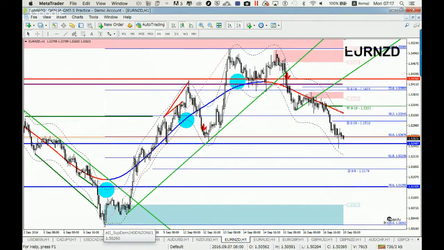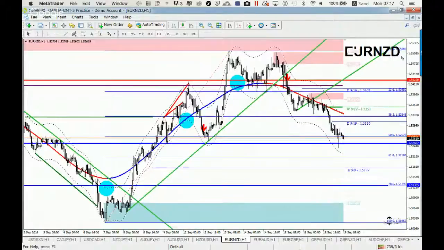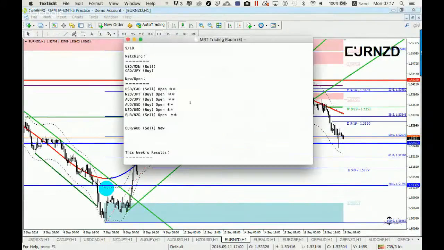It starts from this Class A demand zone down here to the bottom of the supply zone above, where it made its high before the drop. And that's looking real good right now.